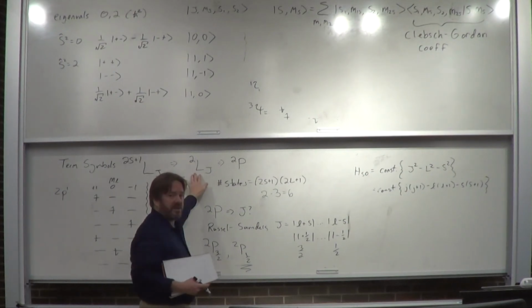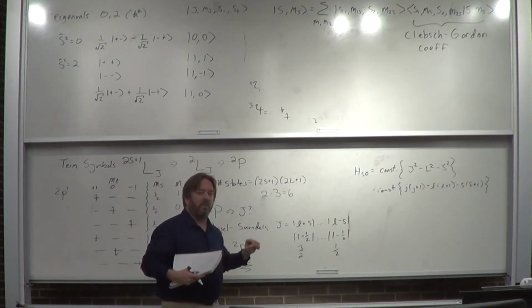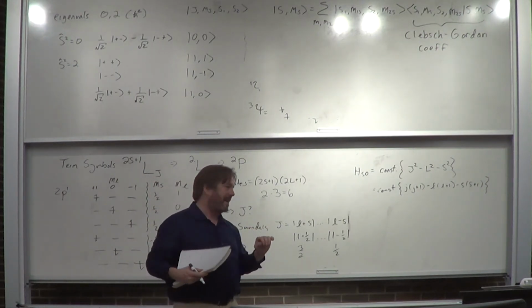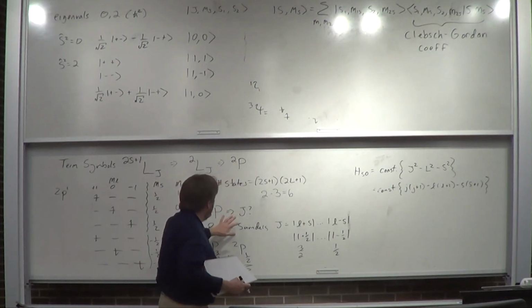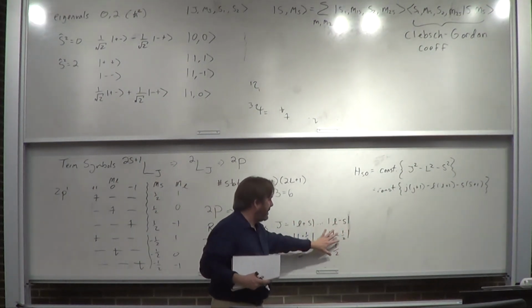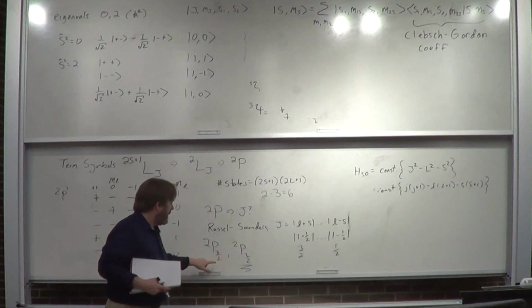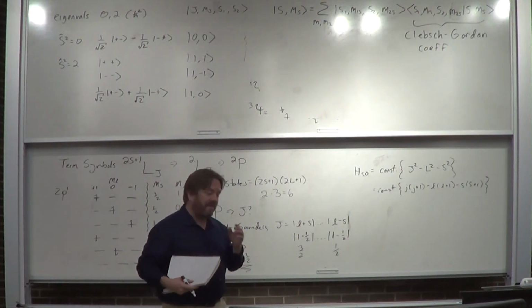We used our intuition to get P, because we see that our maximum M sub L is 1, and that means that we have to have a P state. Then we use the Russell-Saunders coupling scheme to figure out that there's 2 J's, 3 halves and 1 half. That was the flow.